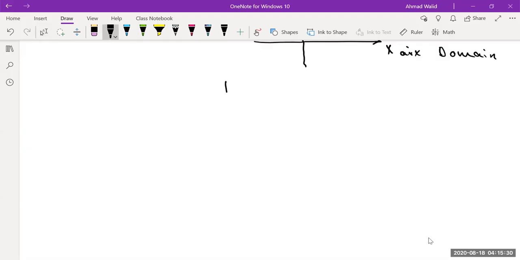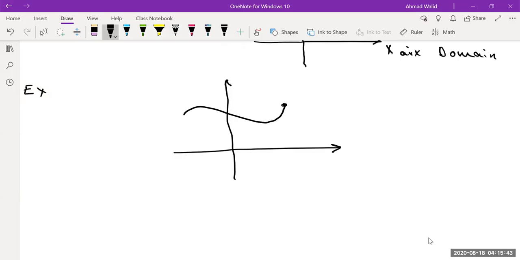Now, if I do an example here for you, just a graph, let's take an example, X, for example, I draw a function like this.